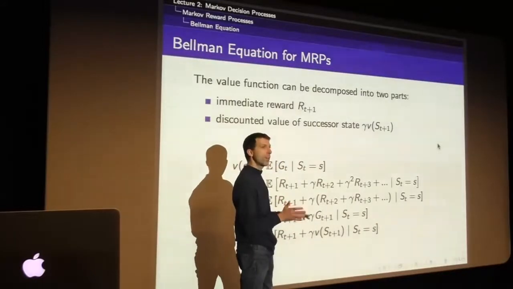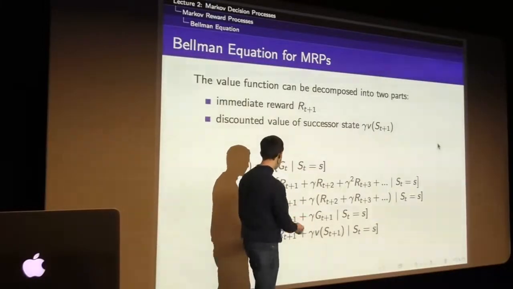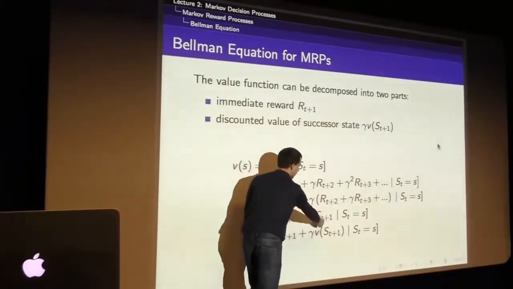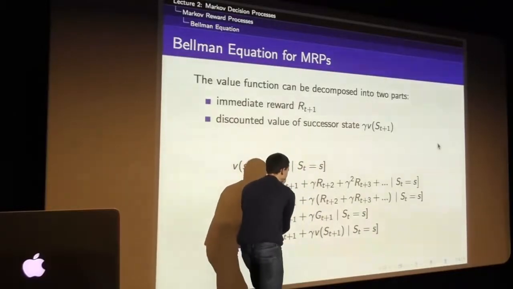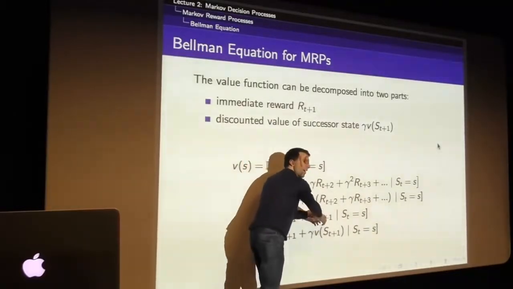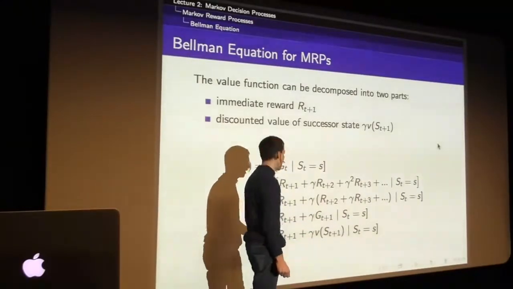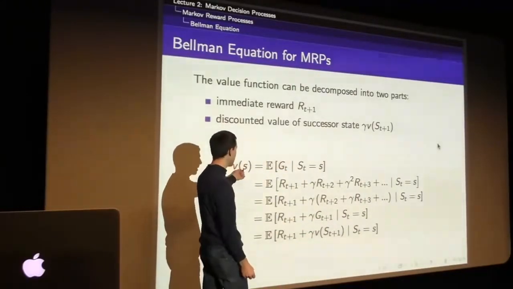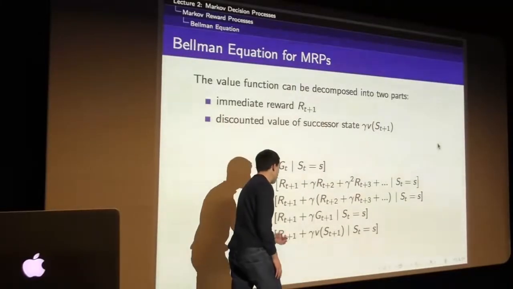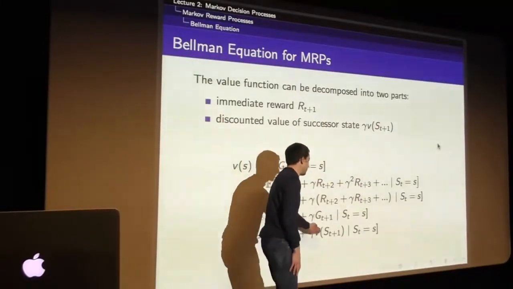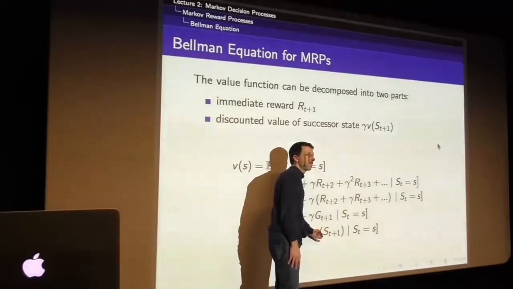And then, by the law of iterated expectations, what we can do is say the expectation of this return is the same as the expectation of this return. That's called the law of iterated expectations, which gives us this final line here, which tells us that the value function in state S is equal to the expected immediate reward plus the value function at the next state.